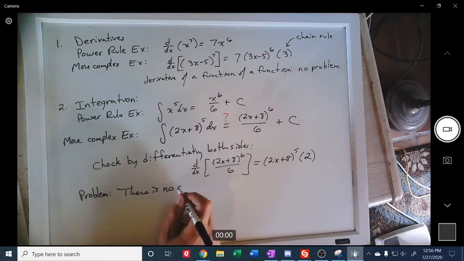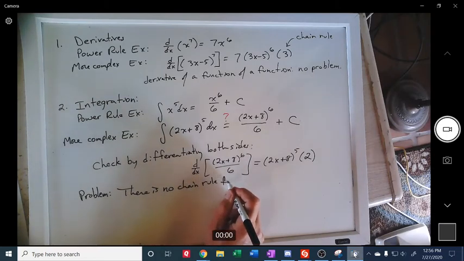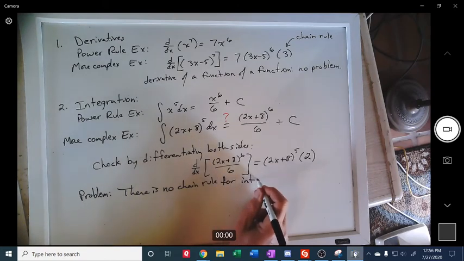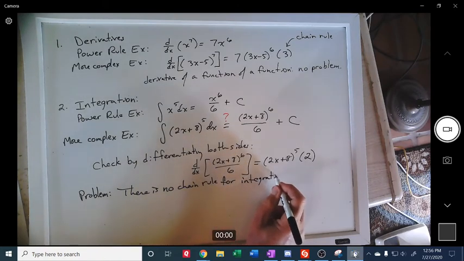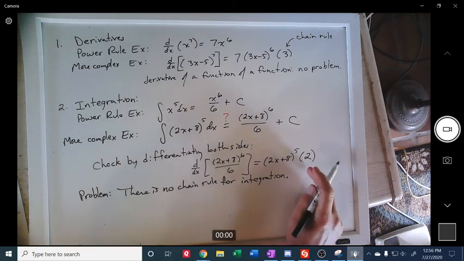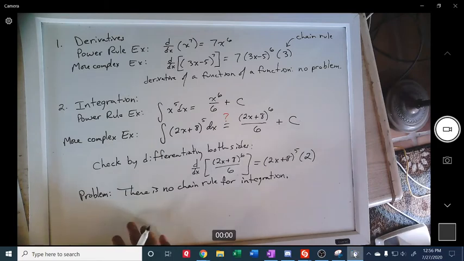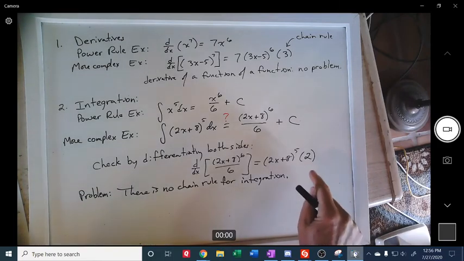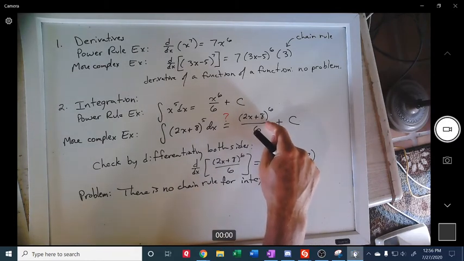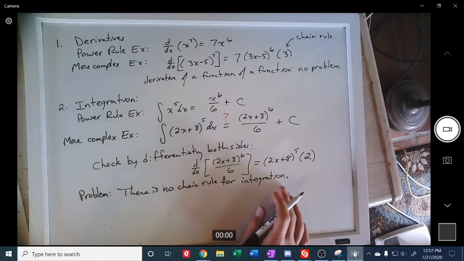There is no chain rule for integration. But somehow we have to account for the chain rule with this extra 2. And if somehow we could account for that 2, we could get this thing to work. If we just either multiplied or divided this thing by 2, I bet you we'd have the right answer. So how do we do that?